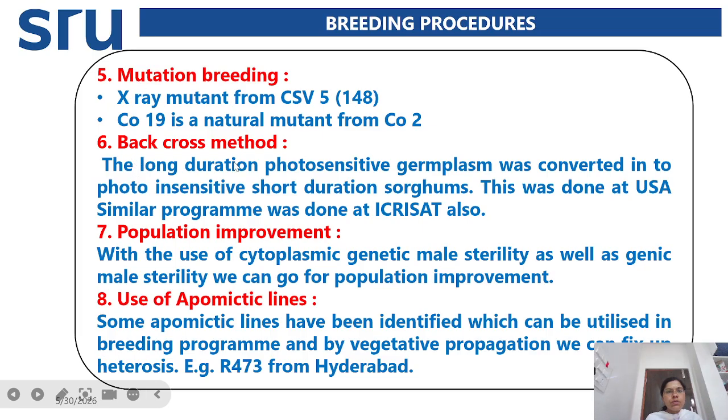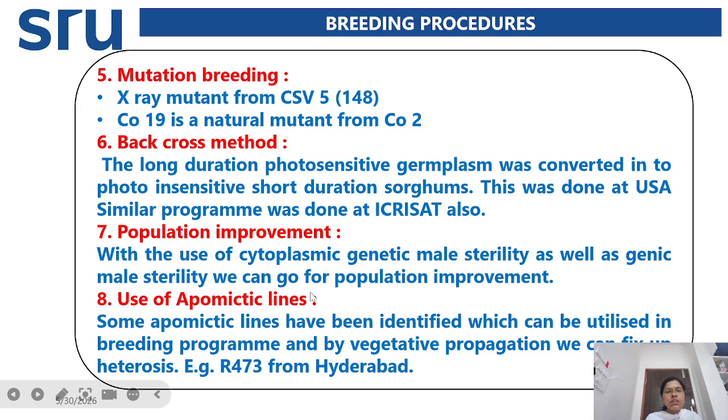And next is backcross method. Generally, the long duration photosensitive germplasm was converted into photoinsensitive short duration sorghum by using the backcross method, and this was done in the USA, and a similar program was conducted at the ICRISAT also. And next is population improvement, by using the cytoplasmic, that is the CGMS system, as well as the GMS system, we can go for the population improvement method in case of sorghum.